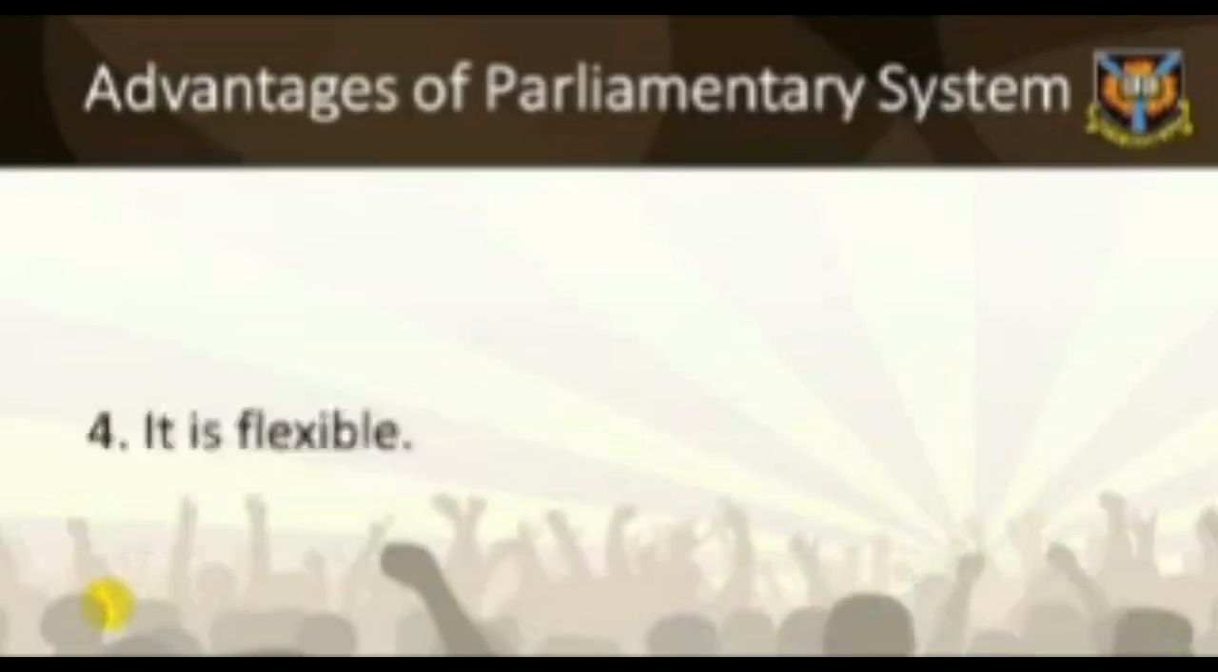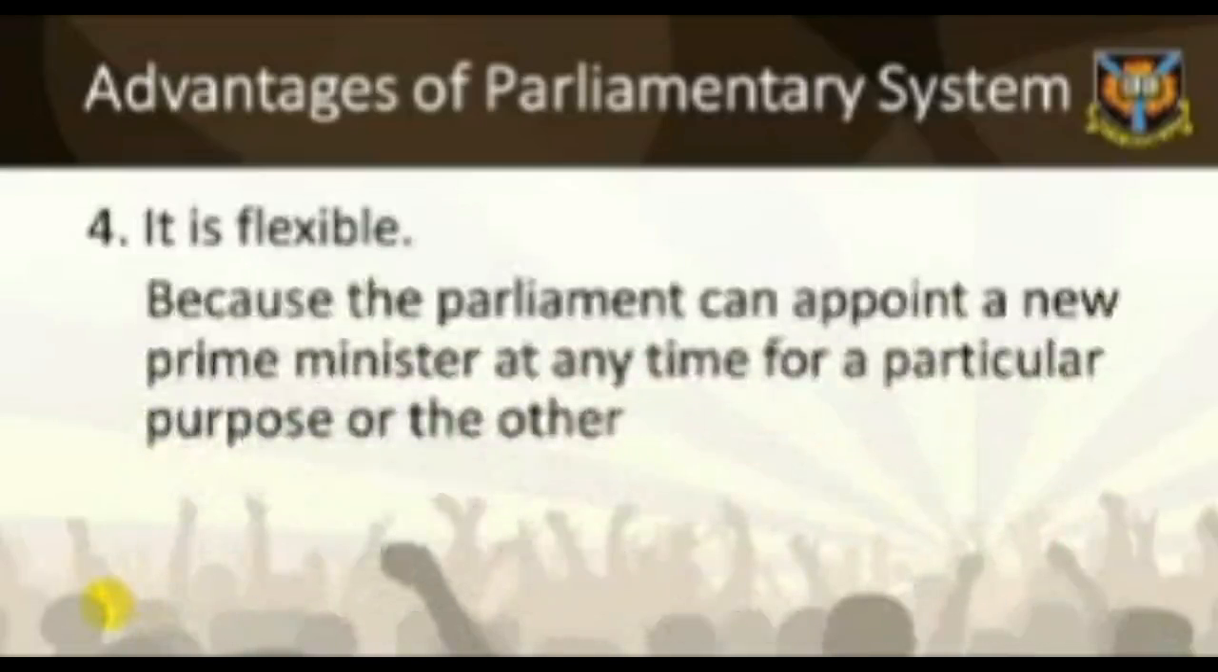4. It is flexible. This is because the Parliament can appoint a new Prime Minister at any time, for a particular purpose or the other. For instance, Churchill replaced Chamberlain as Prime Minister because national emergency demanded it, and this change was brought about without any political upheaval in the country. This is according to Kapoor in 1950.